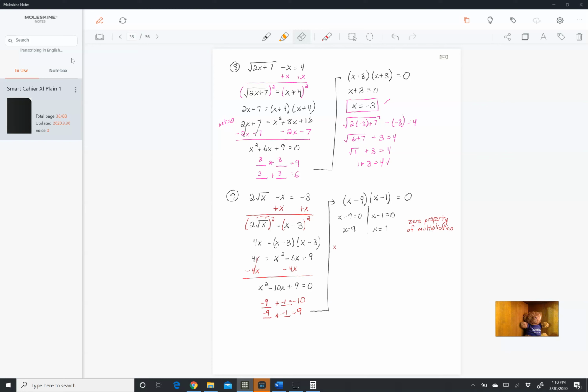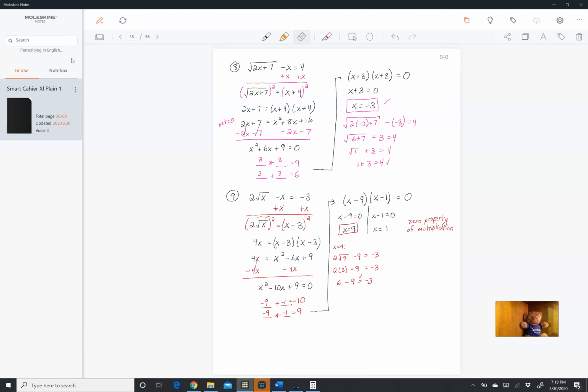So we're going to start with x equals 9. 2 times the square root of 9 minus 9 is equal to negative 3. Square root of 9 is 3. 2 times 3 is 6. 6 minus 9 is equal to negative 3. So x equals 9 is the solution.